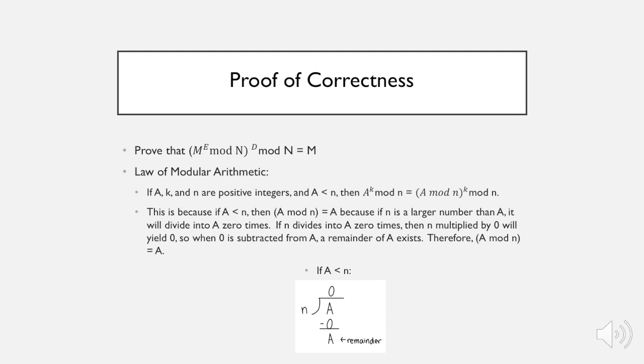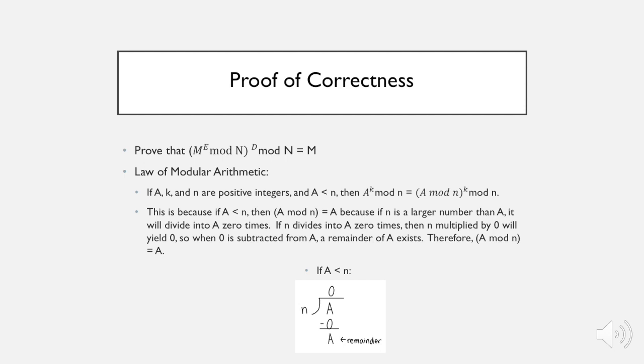One law of modular arithmetic states that when a, k, and n are positive integers, and a is less than n, then a to the k power mod n is equal to a mod n, all raised to the k power mod n. In other words, a is equal to a mod n.